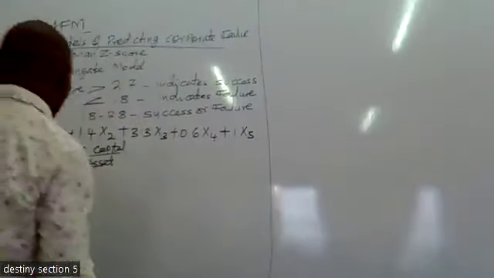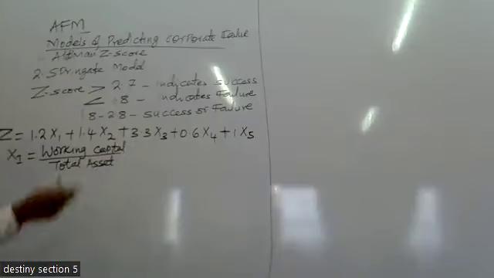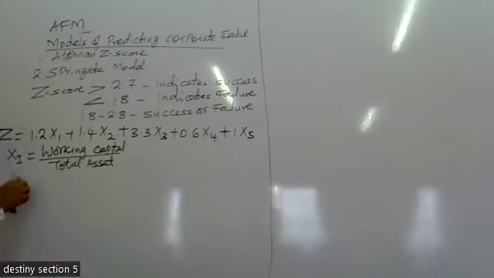So we continue. So I was on Z4. Get it by taking 1.2x1, 1.4x2, 3.3x3, 0.6x4, then 1x5. So x1 is working capital divided by total assets.